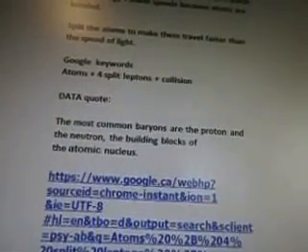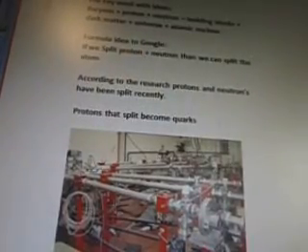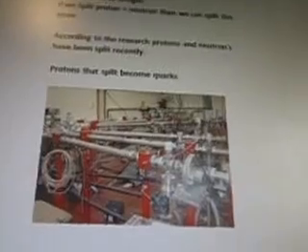I'm going to Google the keywords atoms, split, leptons, and collision. Data quote: the most common baryons are the proton and the neutron, the building blocks of the atomic nucleus. It's a Google link. My thoughts, the keywords with ideas: baryons, proton, neutron equals building blocks, dark matter, universe, atomic nucleus. Formula idea to Google: if we split a proton and neutron, then we can split the atom. According to the research, protons and neutrons have been split recently. Protons that split become quarks.